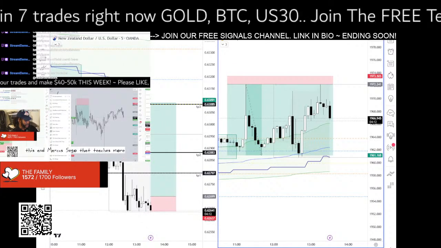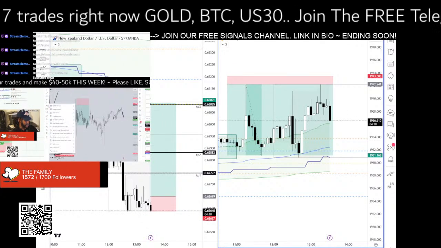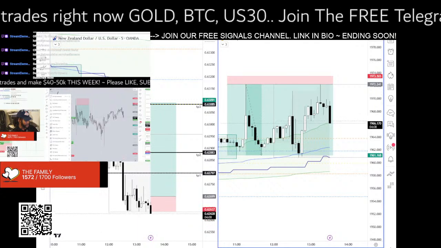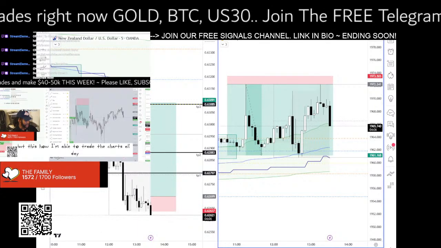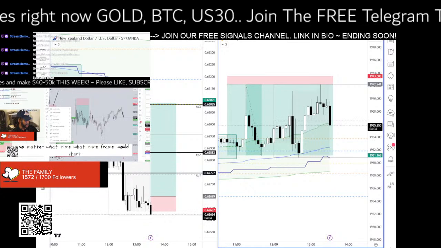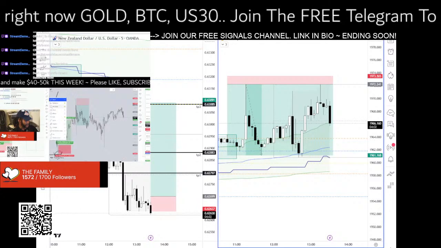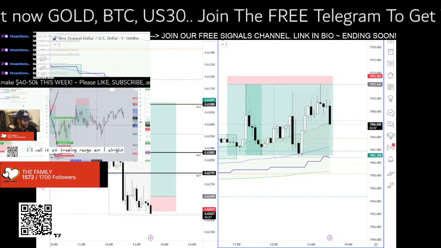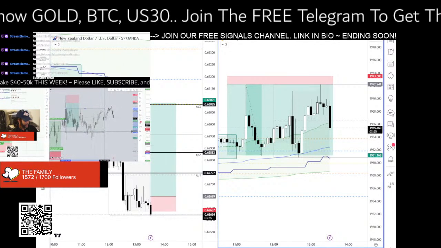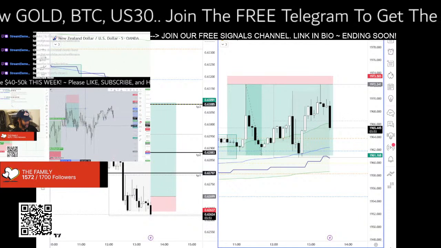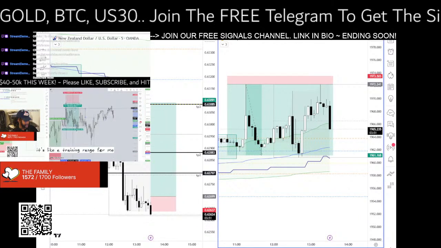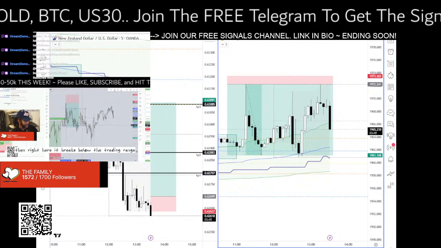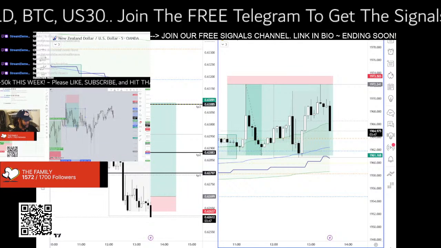In market cycles I teach this more. But this is how I'm able to trade the charts all day, no matter what time frame, what chart. I call that a trading range. All these ups and downs are a trading range for me. Then right here, it breaks below the trading range.